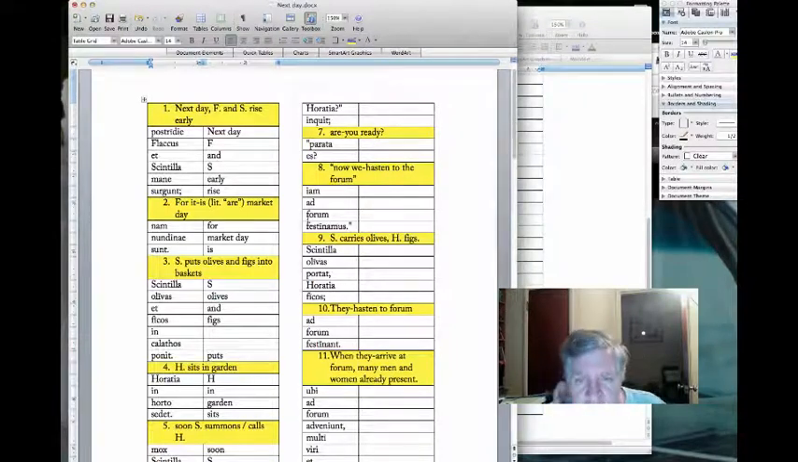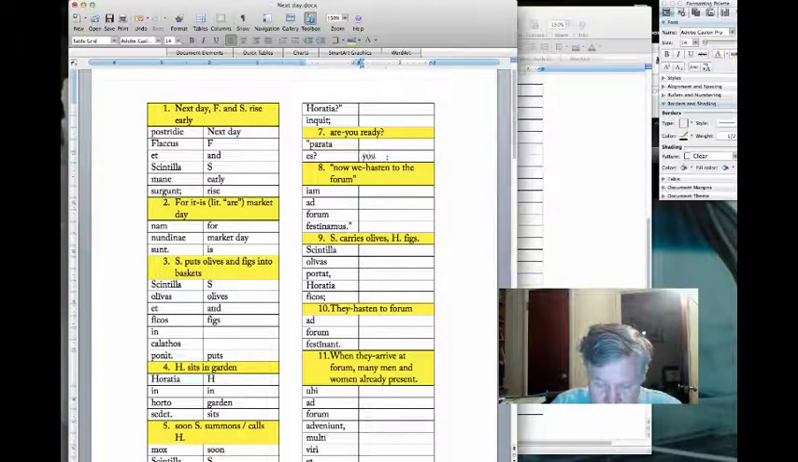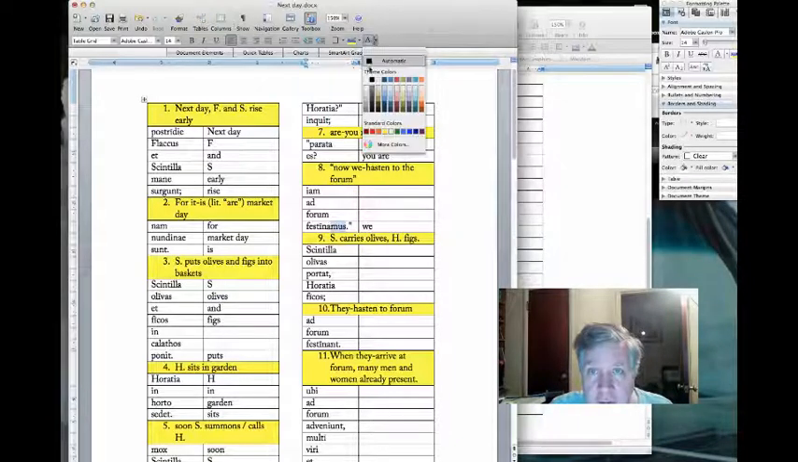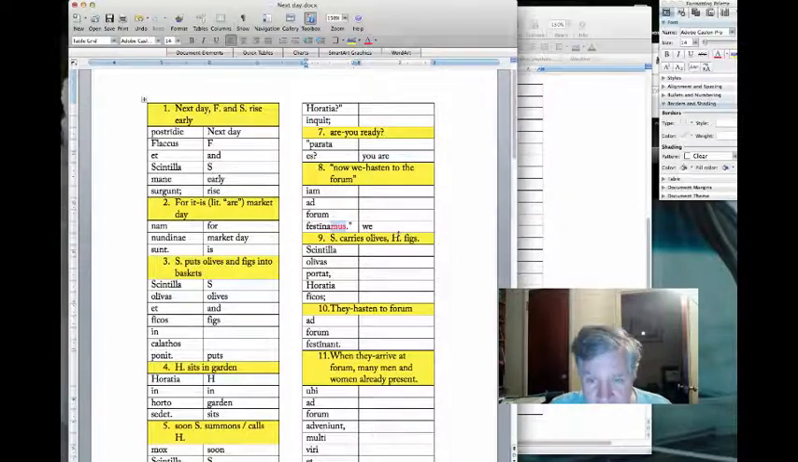So other than that, there are just some somewhat slightly tricky ones. Esse means you are. The ending mus means we. So this part of festinamus means we. Okay. And the other part you know already, hasten, we hasten. Okay.